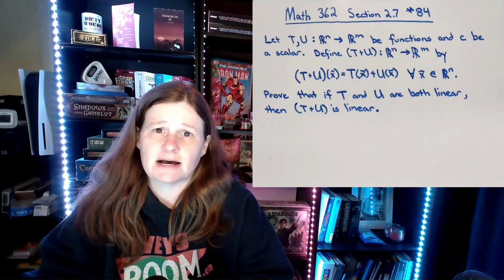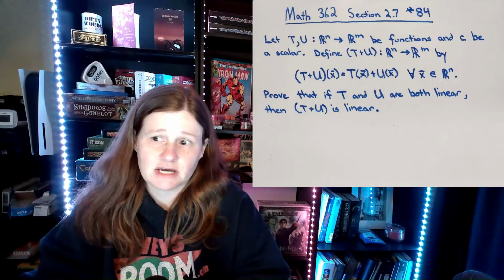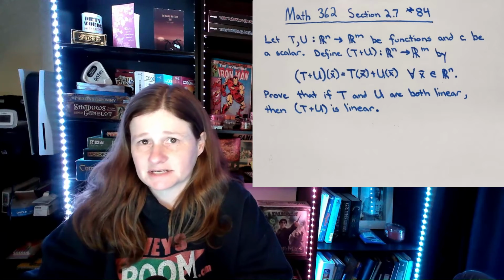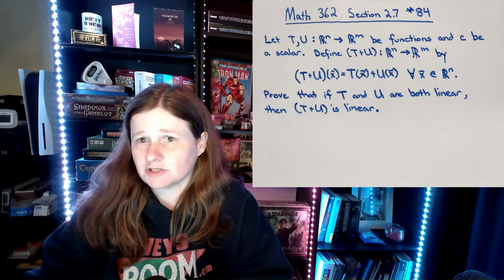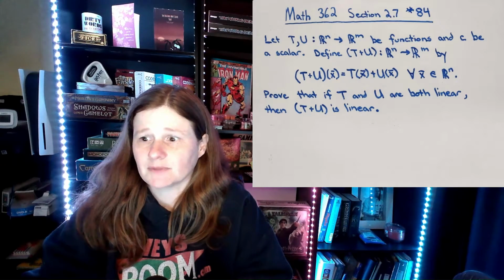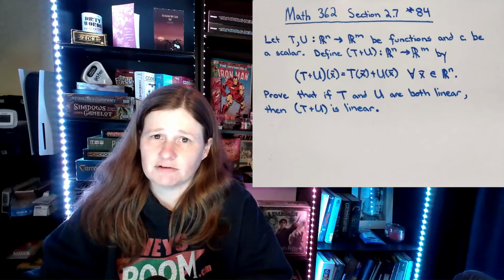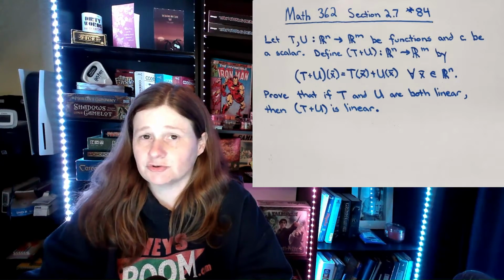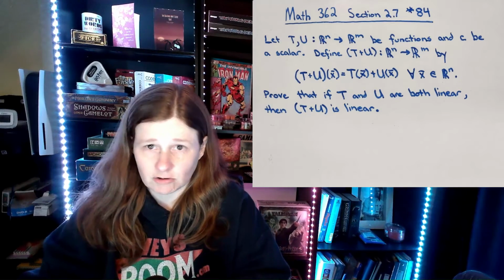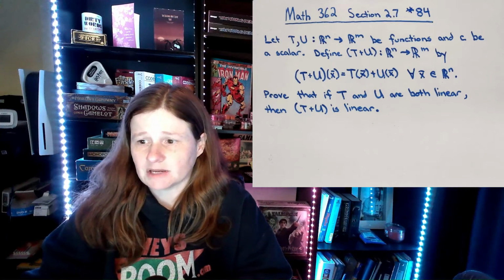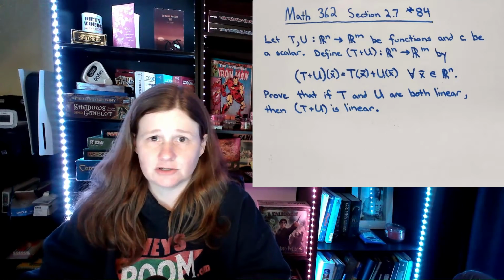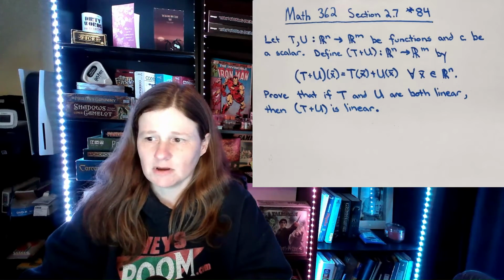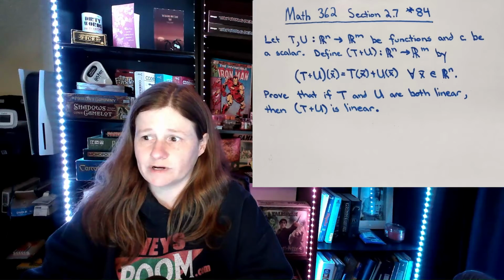This problem says that if we have the linear transformations T and U that are from Rn to Rm, they are functions, and c is a scalar, then we're going to define T plus U from Rn to Rm by the equation (T plus U) of a vector x equals T of a vector x plus U of a vector x. And this is going to be true for all vectors x in Rn. And they want us to prove that if we know T and U are linear, then the transformation T plus U is also linear.